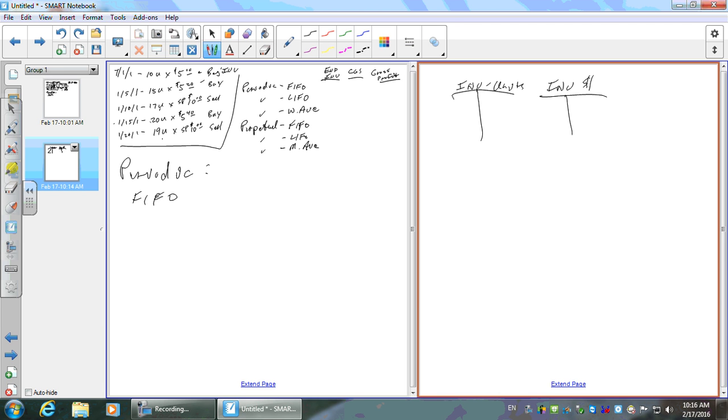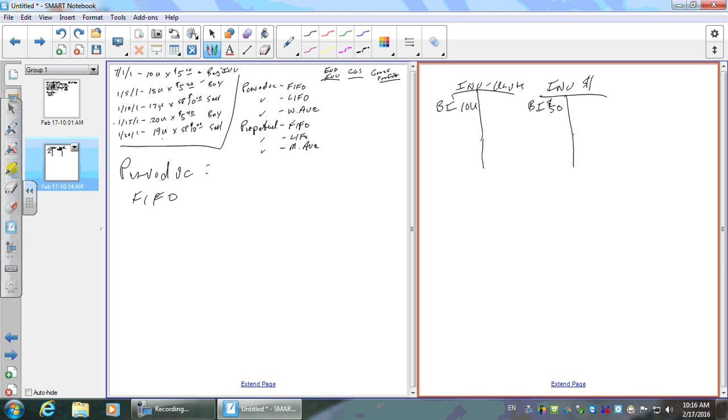Okay, so let's see what happened here. How many did I start with in beginning inventory? How many units? 10. What did they cost? $5. 10 at $5, right? How much is that? $50. Everybody got the idea? So I know my inventory at the beginning of the year is $50. One layer of inventory, huh? Okay, then what happens?